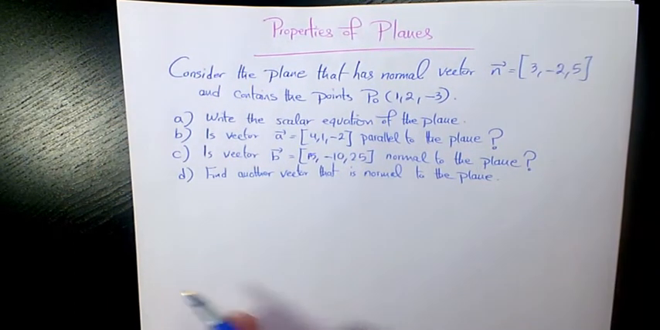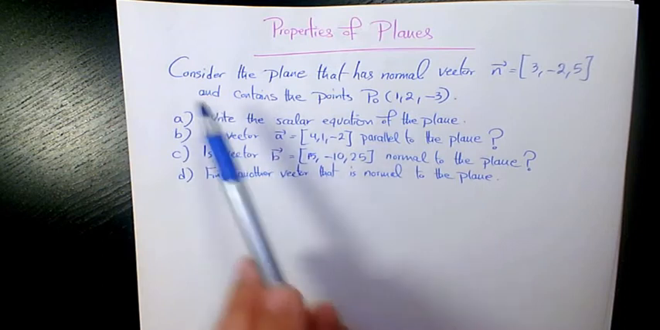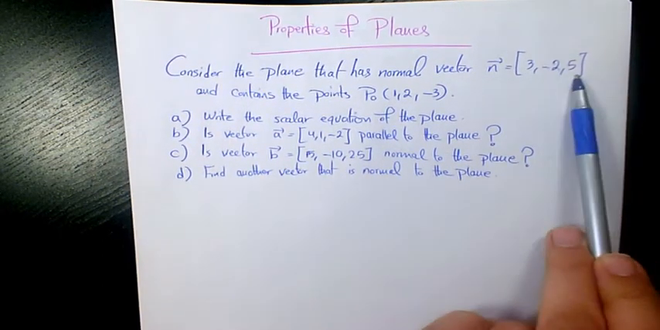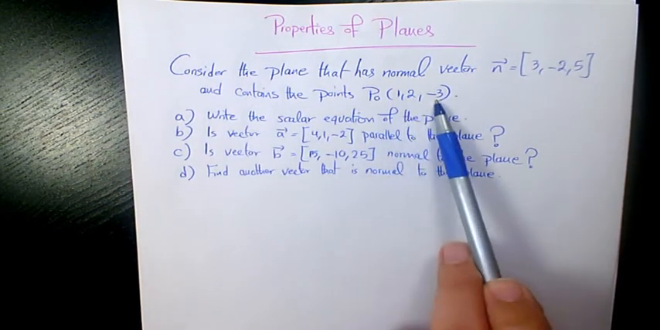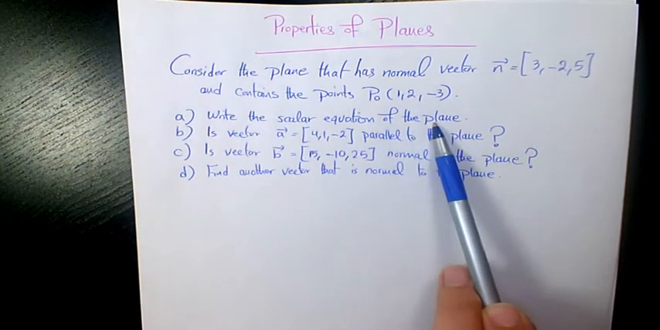This video I want to show you how to find out the properties of planes. Let's start with some examples. Consider the plane that has normal vector 3, negative 2, 5 and contains the point P(1, 2, negative 3). Write the scalar equation of this plane.